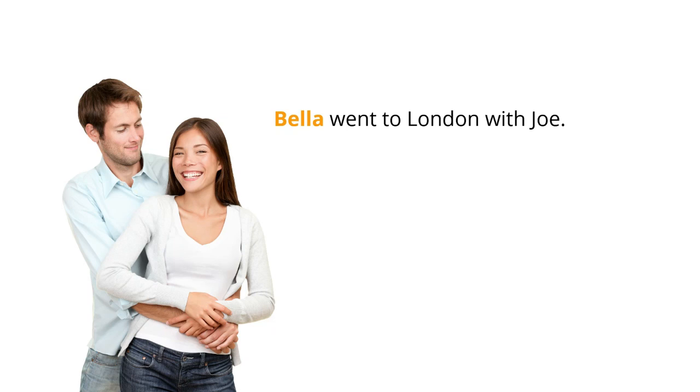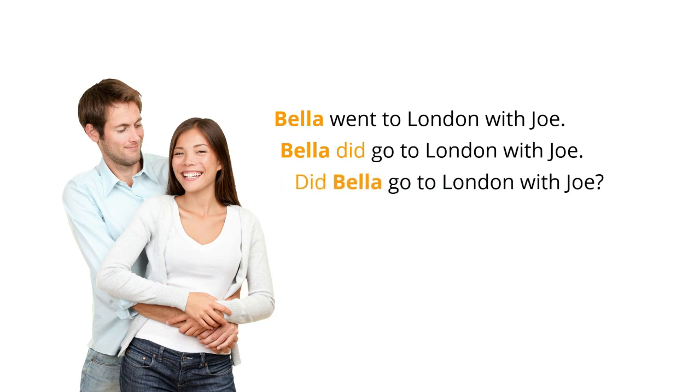Now let's look at this sentence. Bella went to London with Joe. Again, no auxiliary, so we go through this phase. Bella did go to London with Joe. Then we can have the question, did Bella go to London with Joe? And it's a yes or no answer. But imagine we want to know this person, Joe. If Joe is the missing information, how would we make that question? Well, there are two ways of doing this. You can say, with whom did Bella go to London?